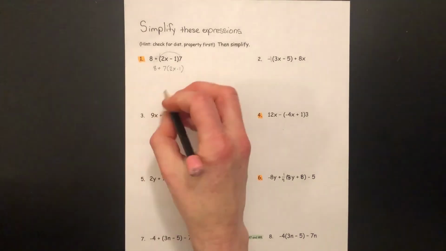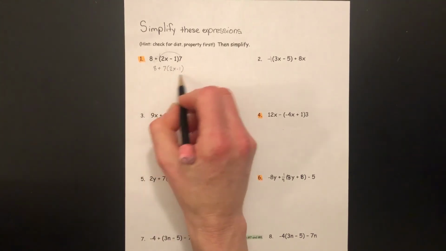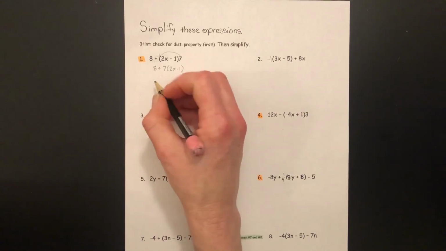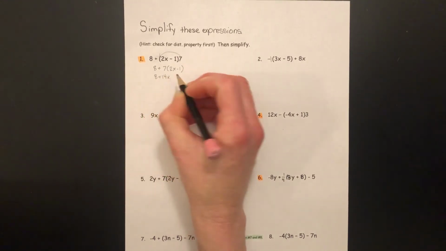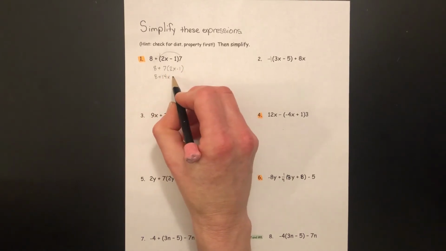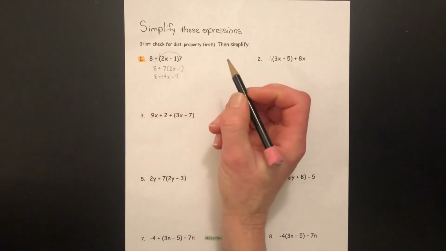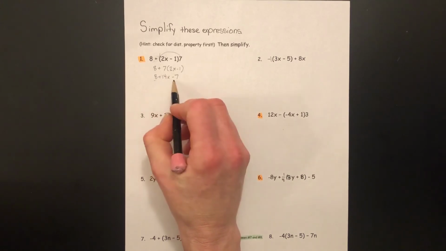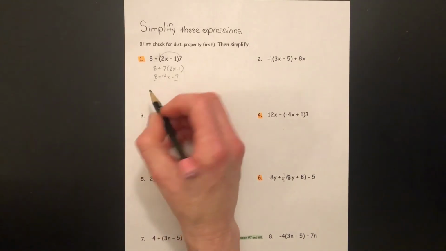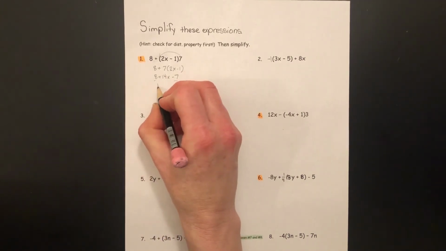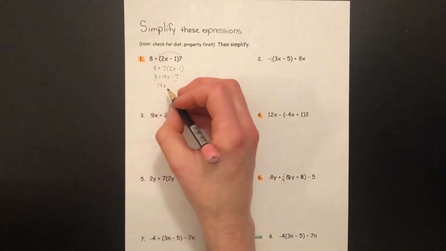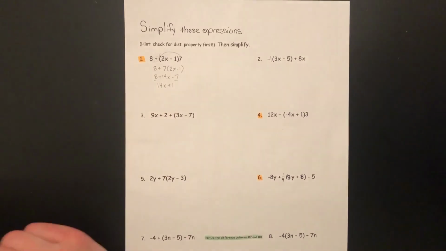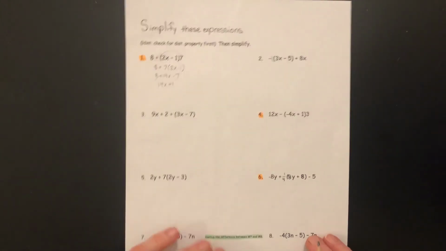I will go ahead and simplify. The first step of that is to distribute the 7. 8 plus 14x. 7 times -1 is minus 7. I'm not finished because I've got like terms. I'll start with the variable term. We've got 14x. 8 minus 7, that gives you 1, so we've got plus 1.